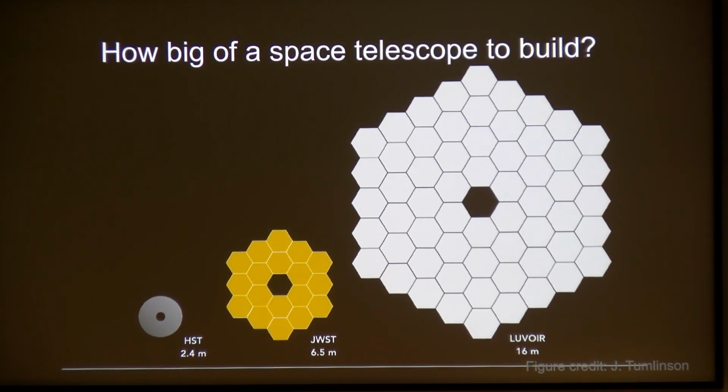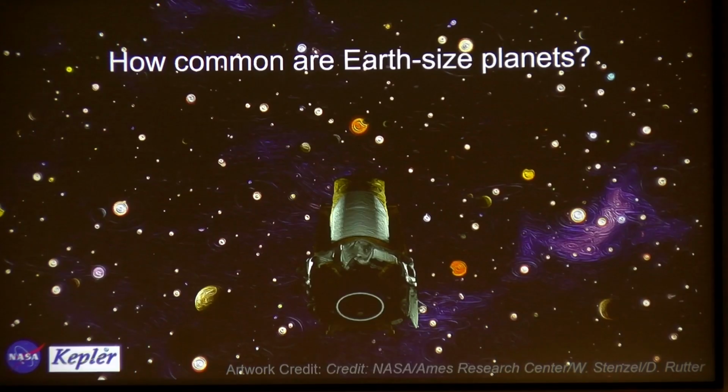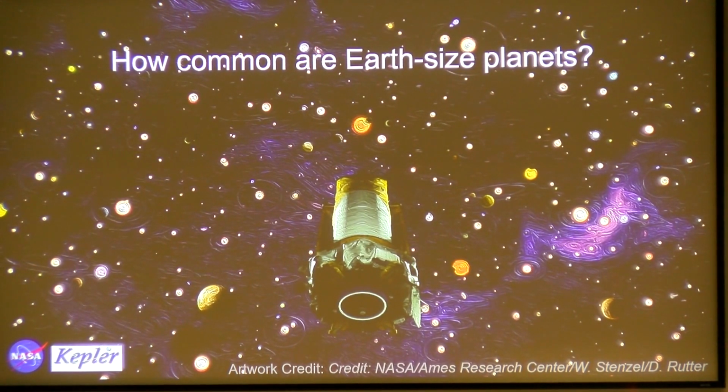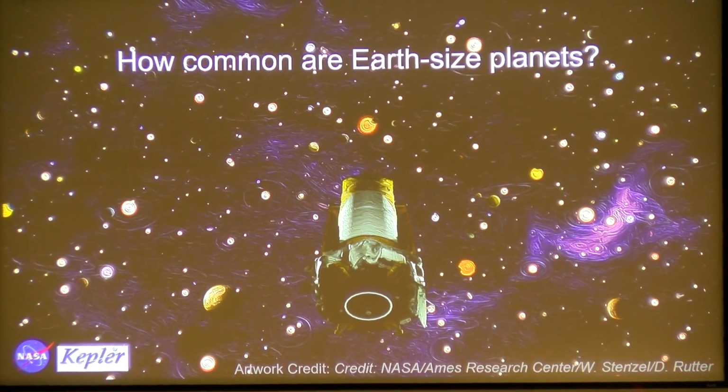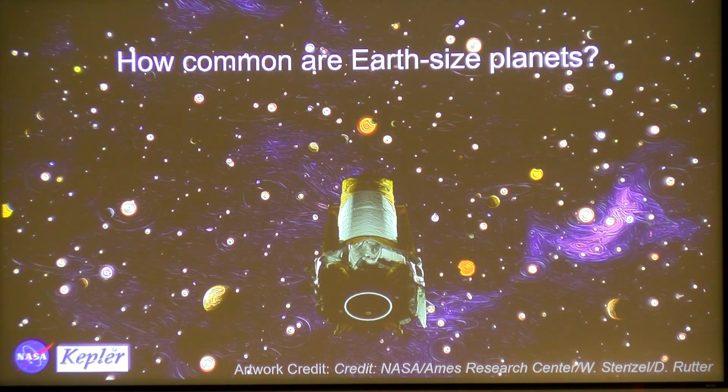And that question of how big a space telescope to build basically translates to how common are the planets you want to study? Maybe Earth-sized planets, maybe potentially Earth-like planets. And recognizing this, NASA launched the Kepler space mission. And its goal was to figure out how common are Earth-sized planets around sun-like stars.